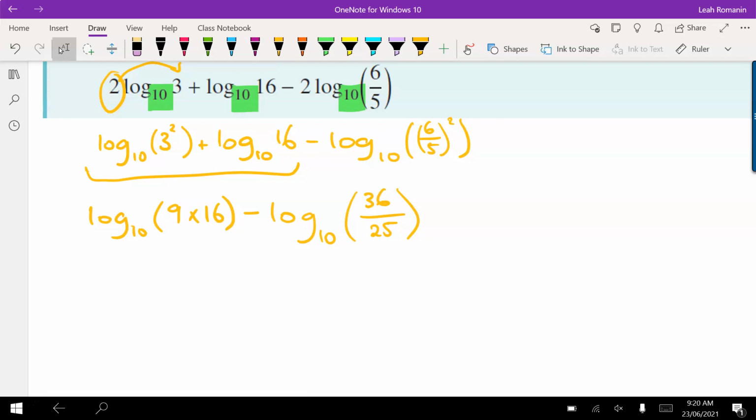So I've got my 9 times 16. Now I've got my one log minus my other log. So this means that I'm dividing the two. Left number goes on top, right number goes on the bottom. So I'm going to have 9 times 16 over 36 over 25.